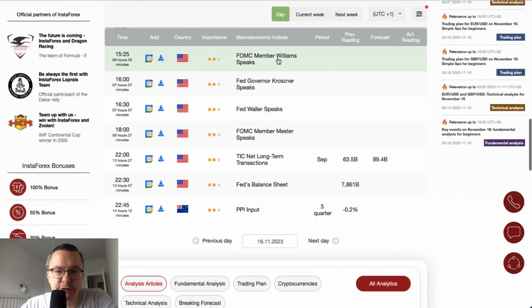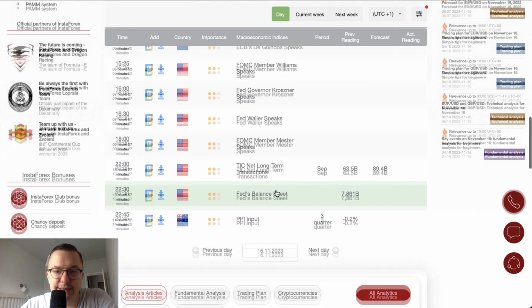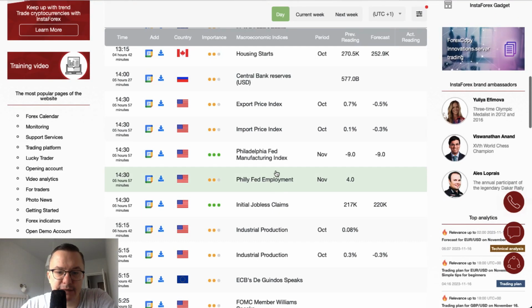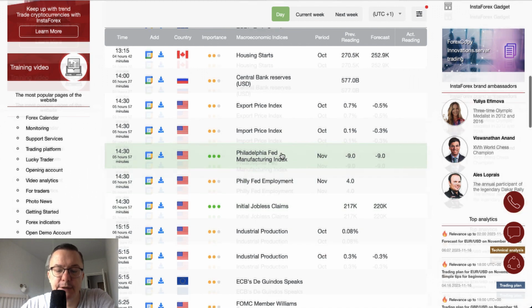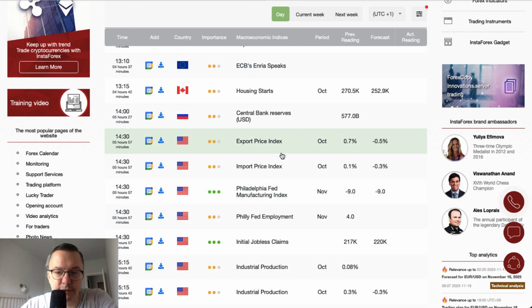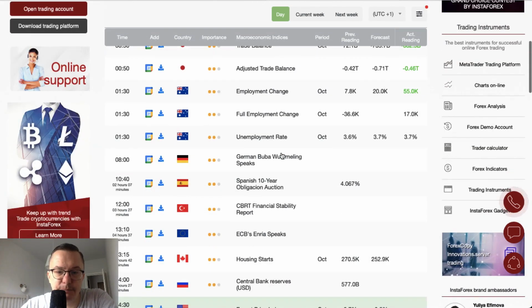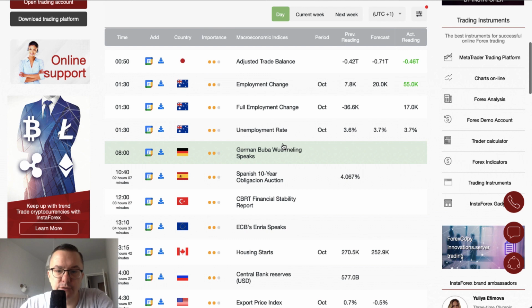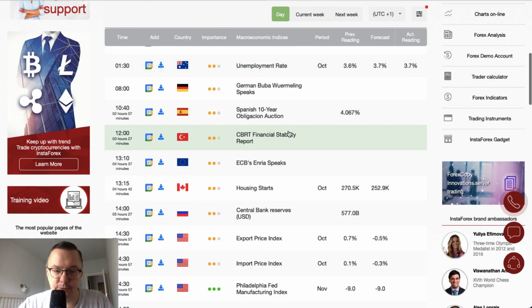Then we got some speeches from the FOMC members Williams, Kroschner, and Weller. And Mester will give a speech, and then at the end of the day we will have the Fed's balance sheet scheduled for release at 10:30. So pretty intense day. We got some very important data released during the US session, New York session. So let's start with the Japanese yen, and then we will go to the Australian dollar and the US dollar index.